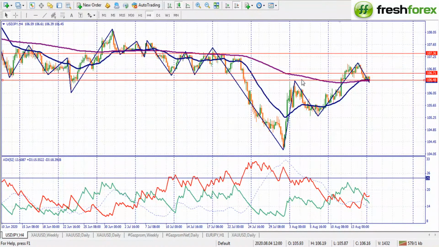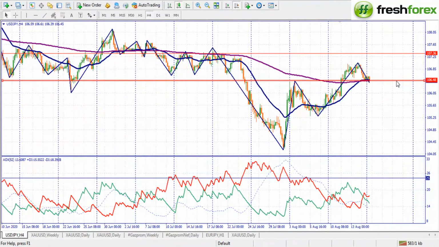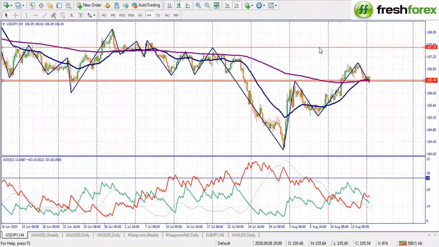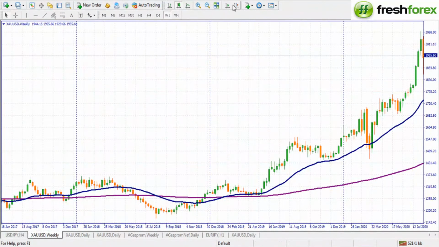So technically, this should be the correct place to look for a buy from, around this level, 106.46. If the price does not clearly break and close below this point, this is a good place to look for a buy from up to this level, up to 107.85. So we'll technically look for a buy here, have our stop loss below this point, and then have our take profit fixed at this point, 107.55.